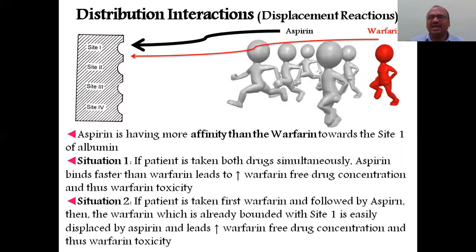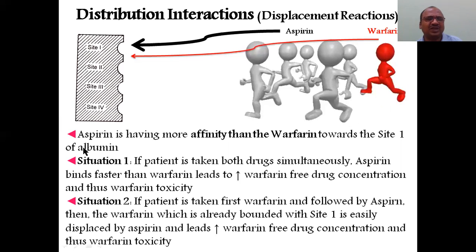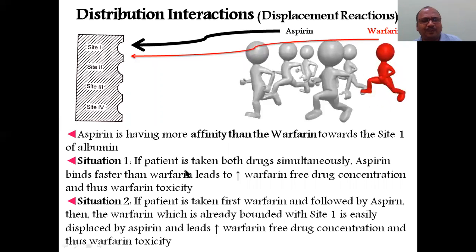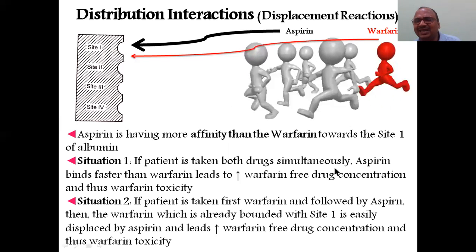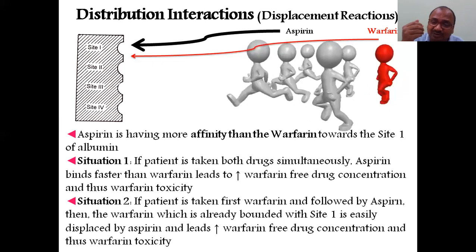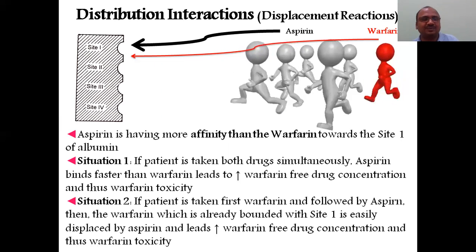That's why, see here, in this situation aspirin has more affinity than warfarin towards site 1. So what happened in situation 1? If the patient is taking both drugs simultaneously, aspirin and warfarin together, aspirin binds faster than warfarin. So it leads to an increase in free warfarin. Aspirin will be bound to the protein, so free drug of warfarin increased. It leads to more therapeutic action, more toxicity. It is dangerous for the patient.